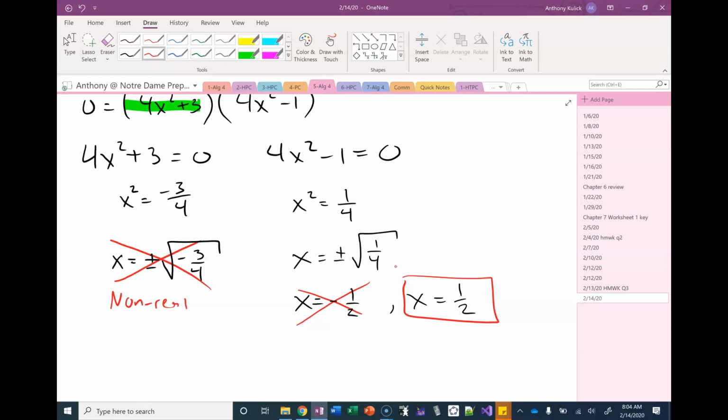Okay. So that was a tricky one, right? We had to pull out a factoring technique that we hadn't used since first semester. It's been a minute since we've tried to do that.